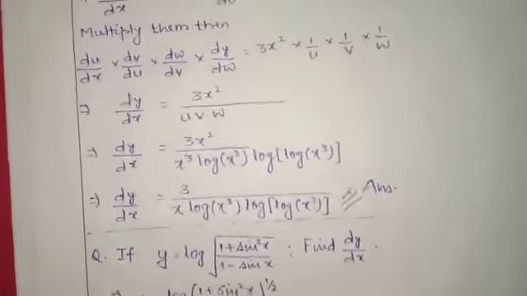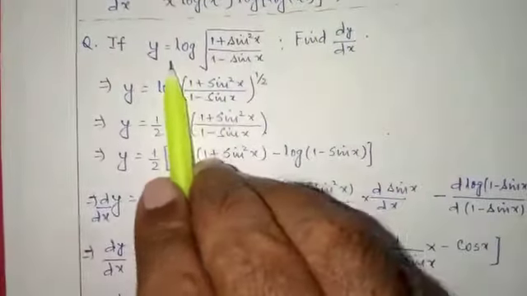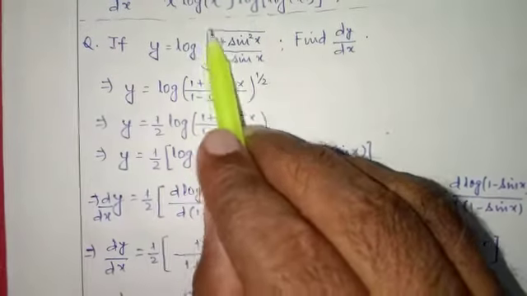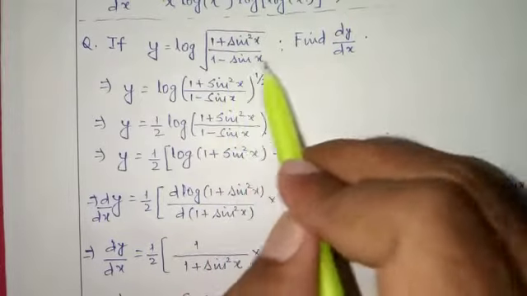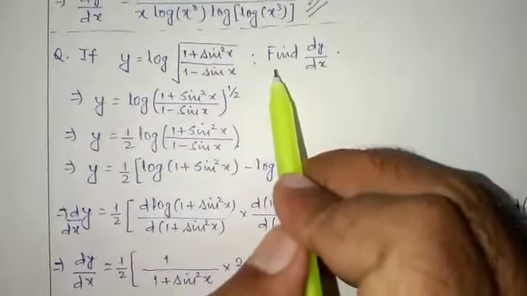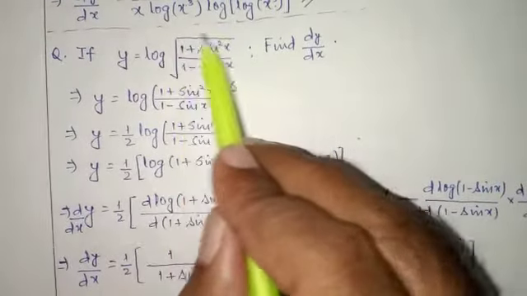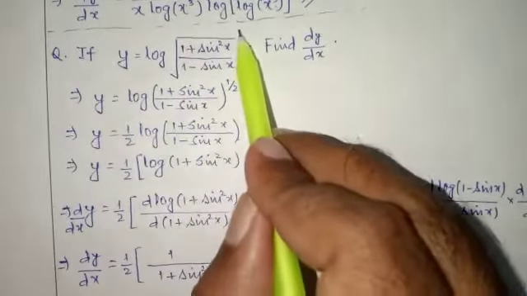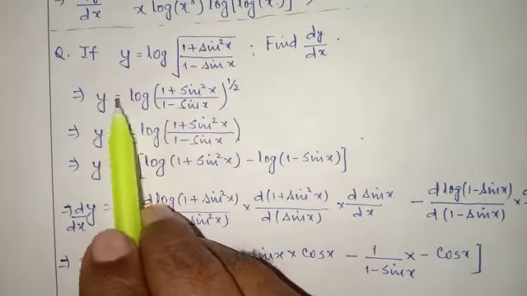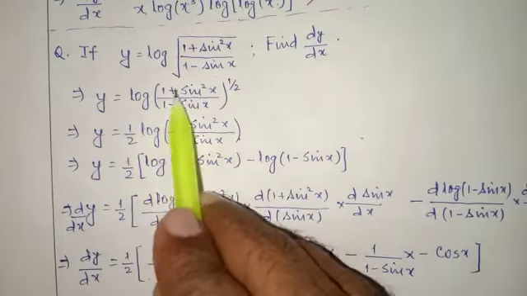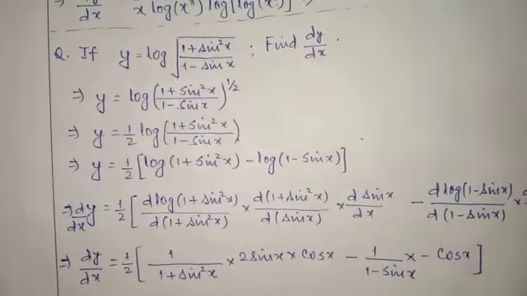See, one more type of problem. If y is equal to log under root of 1 plus sin square x upon 1 minus sin x, then find dy upon dx. Under root means this is to the power of 1 by 2. First reduce them. y is equal to log of 1 plus sin square x by 1 minus sin x, whole to the power 1 by 2.